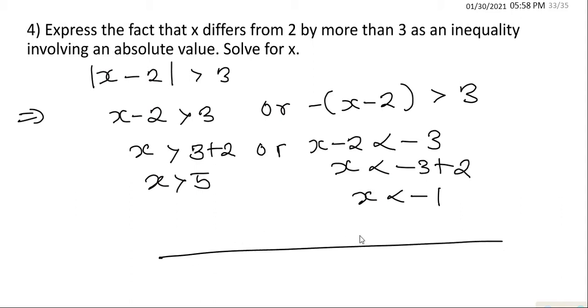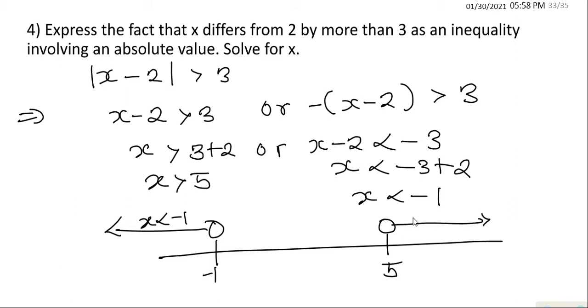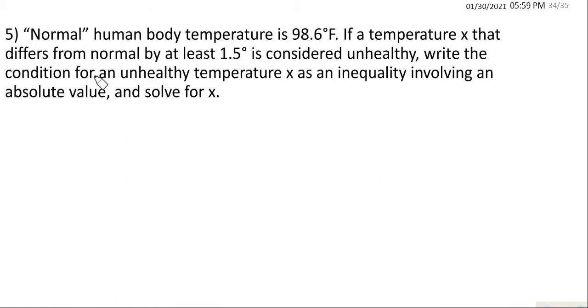So drawing a number line to represent this, we have x less than -1 here. This is -1, the arrow goes this way, x < -1. And for x > 5, we have 5 in this region, and the arrow goes this way. And this is x > 5, guys, and this is the x-axis. And that solves the problem.